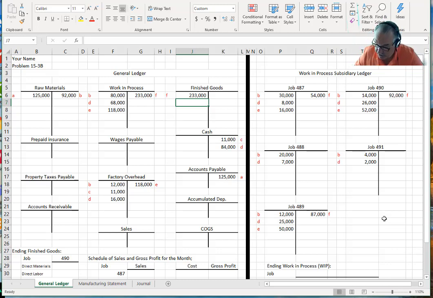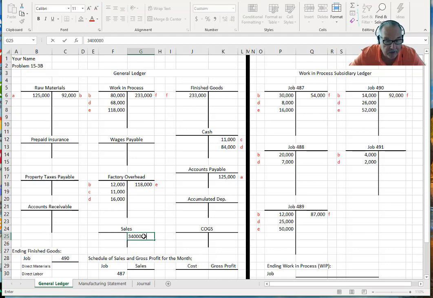Transaction G is where we sold them. So we sold these on credit for a total price of $340,000. So we're going to have to credit sales for $340,000. This is transaction G. And we're going to debit accounts receivable because they were on credit. Our customer hasn't paid us. They're going to pay us later.